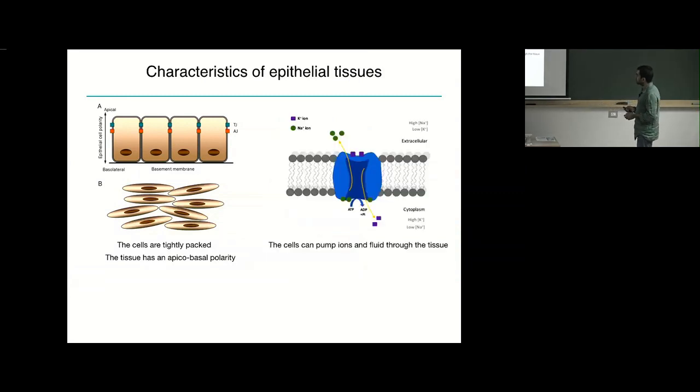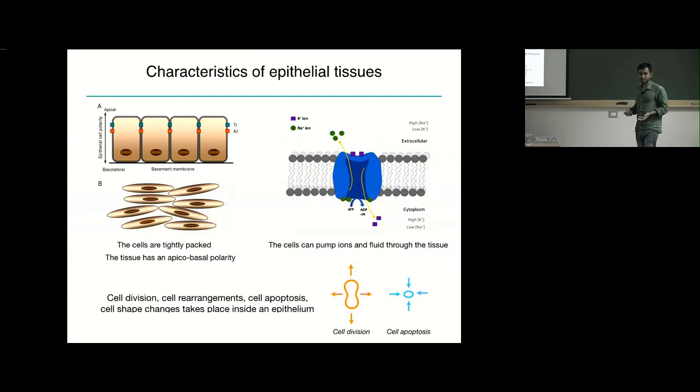Cells can also transport ions and fluid in and out of the cells. They have ion channels in the membranes, which work to do this kind of function. And this is a very generic function for all kinds of cells in tissues. Also, there are dynamics which take place in the epithelial tissues, like cell division, cell apoptosis, cell rearrangements, cell shape changes. All these kinds of dynamics take place in a typical epithelial tissue.